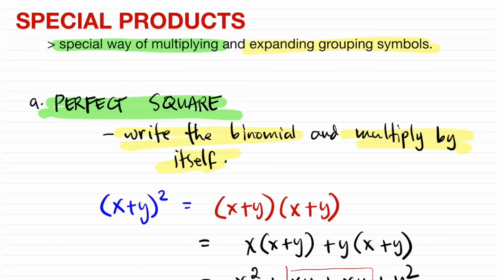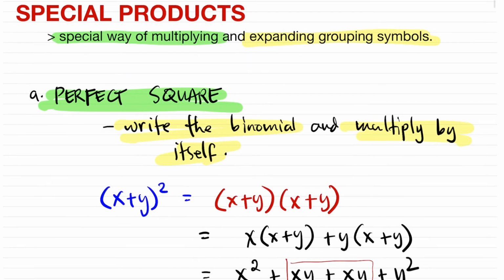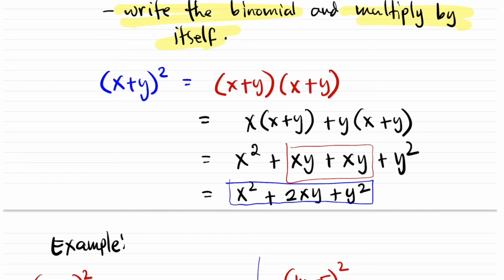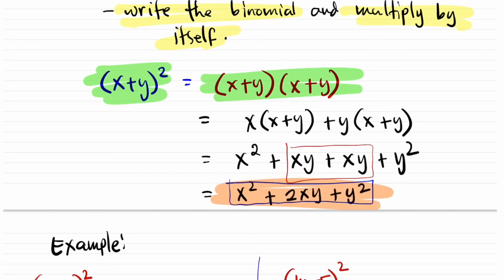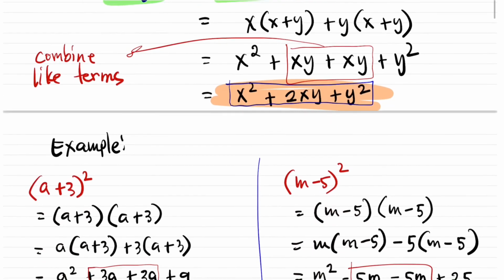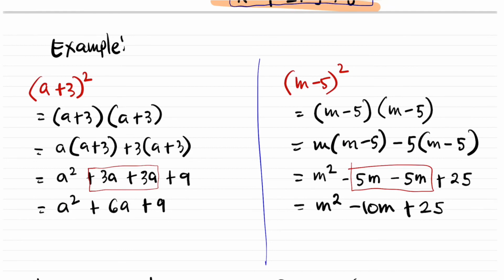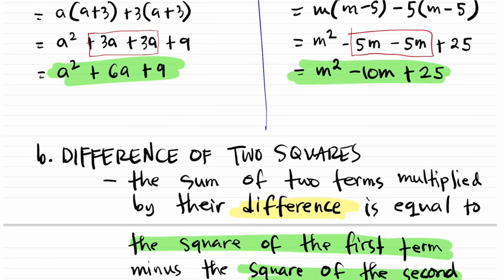So again, the two types of special product that we're discussing today: first is perfect square. Alright, look at the pattern for perfect square, and the final answer will be this. Again, don't forget, guys, in here we combine like terms. Alright, okay, now we have an example. The answer for both will always be a trinomial.